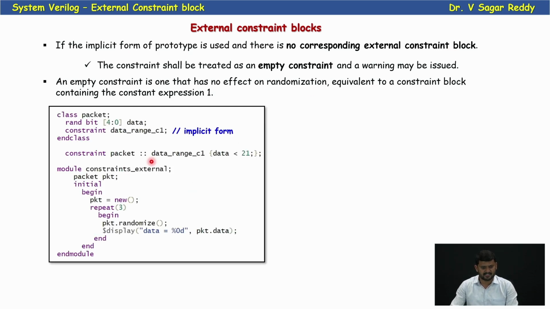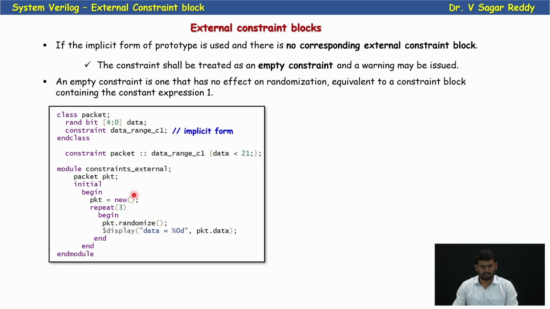Now see this example. It is a simple class packet having one random variable data, and I'm defining one constraint, data range C1. It is an implicit form. There is no external keyword used here in the prototype. Now I'm defining this constraint outside of my class: constraint, class name, scope resolution operator, and constraint name. My expression is data less than 21.